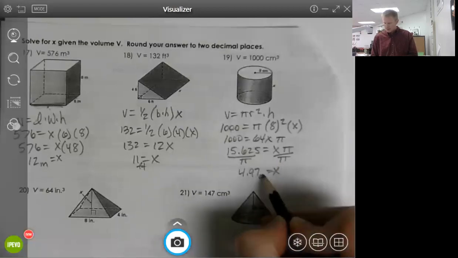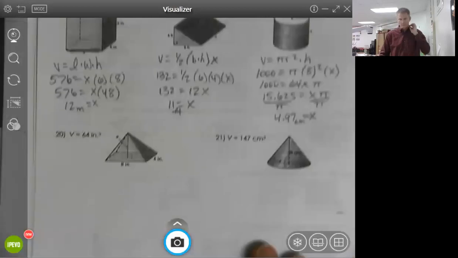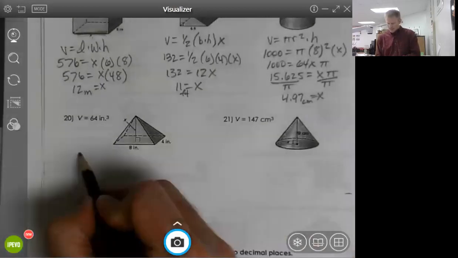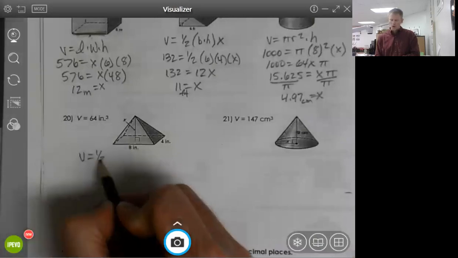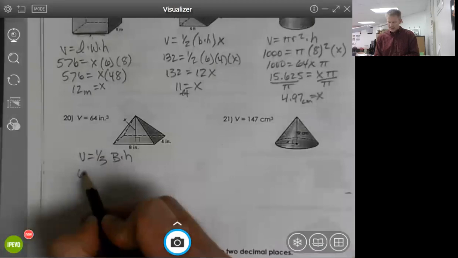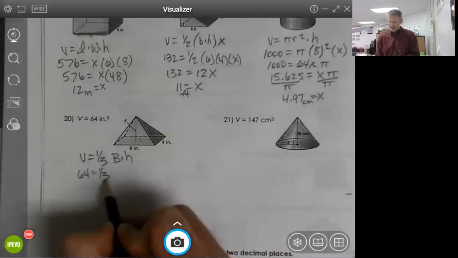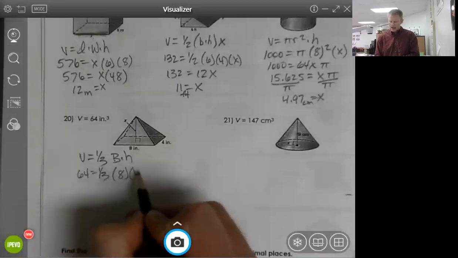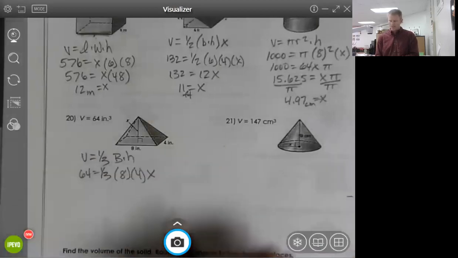And these are centimeters. Here's our pyramid. The volume of a pyramid, remember, is 1/3 the base times the height. And in this case, the base is a rectangle, so it's 8 times 4, and the height is our unknown.